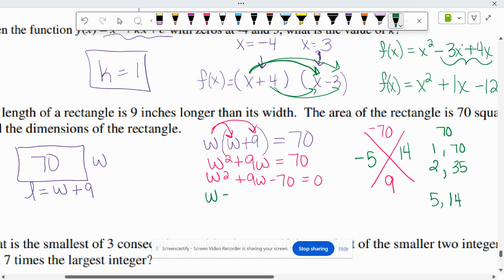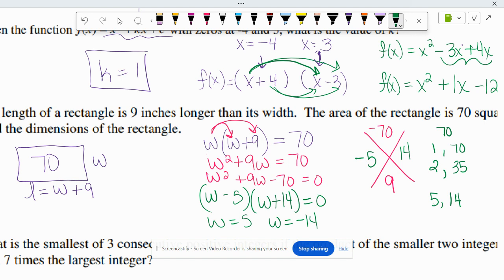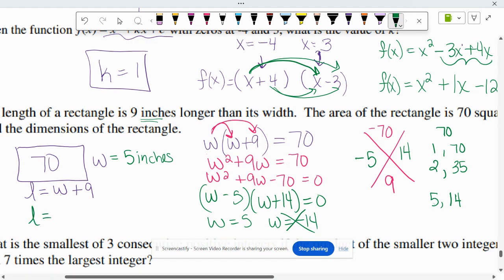So W minus 5 times W plus 14 equals 0. Well, that means that W is 5 or W is negative 14. Can my width be negative 14? No, can't have a negative. So what is my width? Well, my width is 5. And what is my unit? Inches. 5 inches. Well, if my width is 5 inches, what is my length? Well, W is 5, so it's 5 plus 9, or 14 inches.